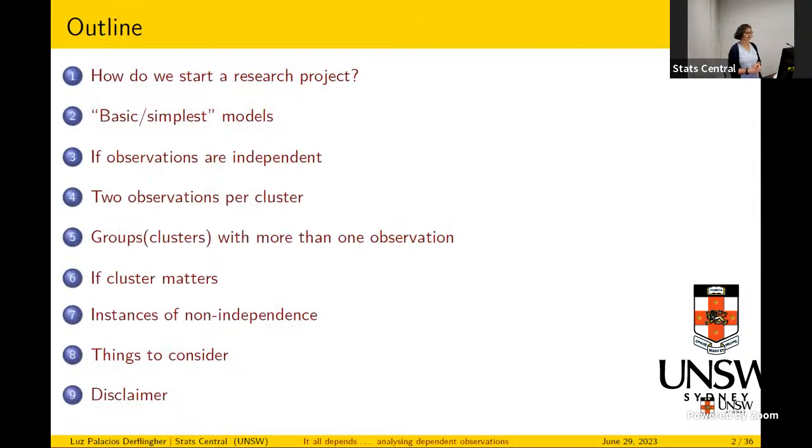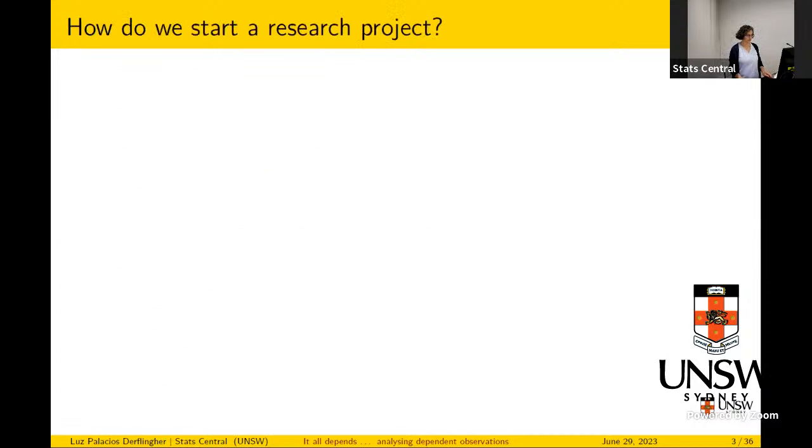How do we start a research project? I'm going to mention some basic, simplest models. Then what happens when observations are independent, with an example. Then an example of when we have two observations in a cluster, in a group, then when we have groups or clusters with more than one observation. Then I'm going to mention what happens when cluster matters, instances of non-independence, things to consider, and a disclaimer at the end.